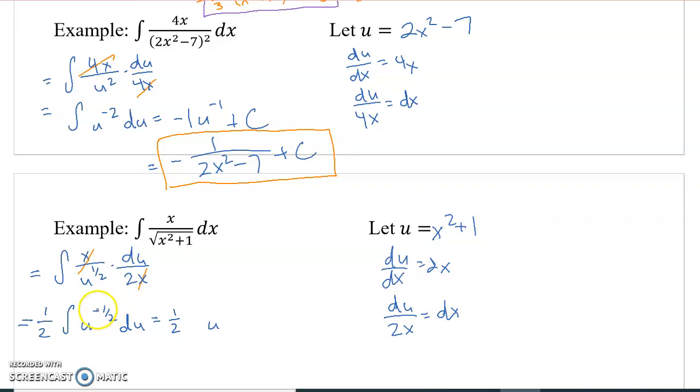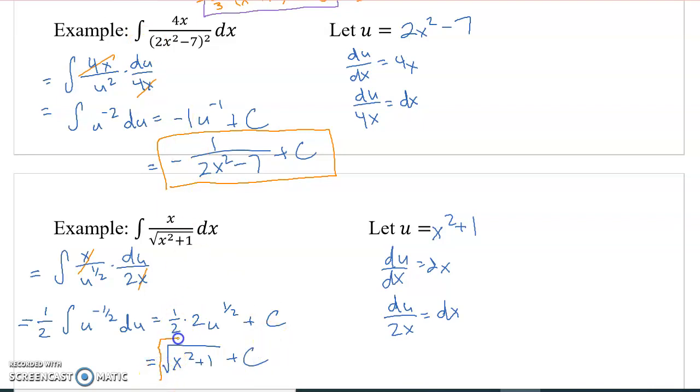We've got to bump that exponent up by 1, so it's going to bump up to 1/2, and then we're going to divide by 1/2, which is the same as multiplying by 2. And this is actually quite nice because then the 2 and the 1/2 are gone, like the noble gas are gone, and we have u raised to the 1/2, or the square root of x squared plus 1 plus c.